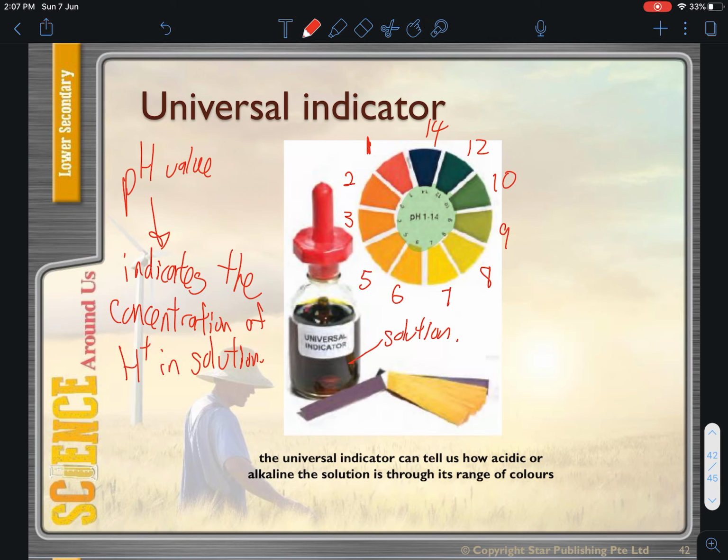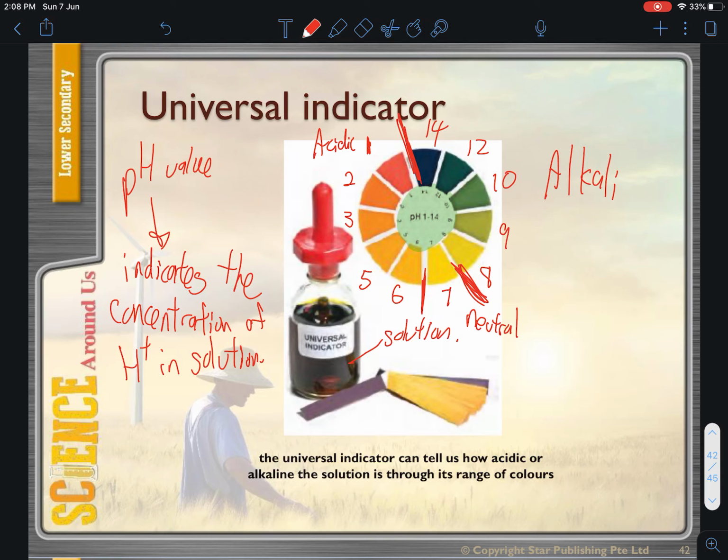So what will happen is pH value is a measurement of how much H plus ions are there in the solution. Okay, so of course the higher the concentration of H plus ions, the lower the pH value. That means the more acidic it is. So until here, it is acidic. Number 7 is a marker for neutral, and anything here would be alkali. Okay, over here.